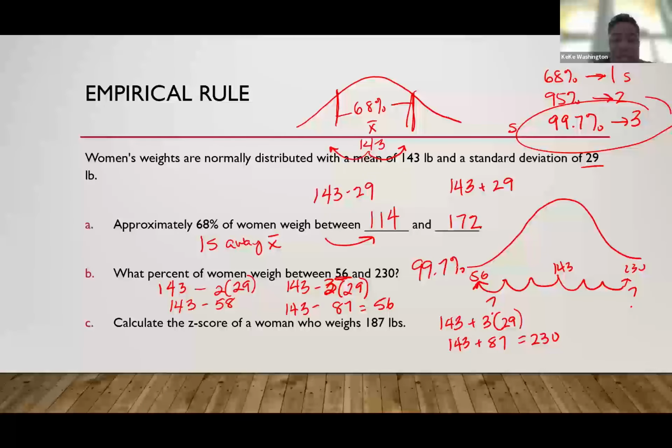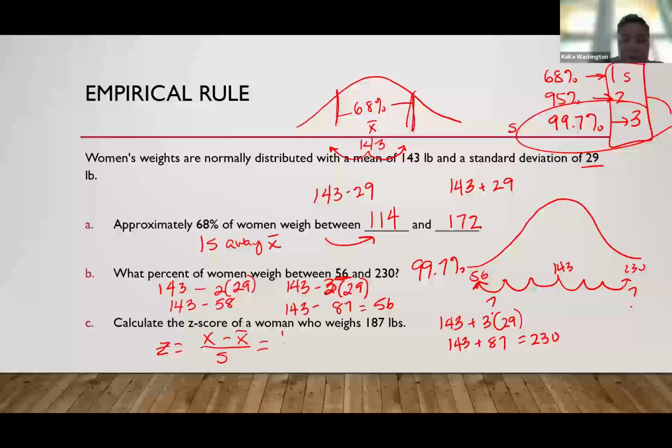All right, so now let's calculate the Z-score of a woman who weighs 187 pounds. The Z-score tells you how many standard deviations away from the mean a data value will lie. To calculate your Z-score, you take the data value you're trying to convert, subtract the mean, and then divide by the standard deviation.